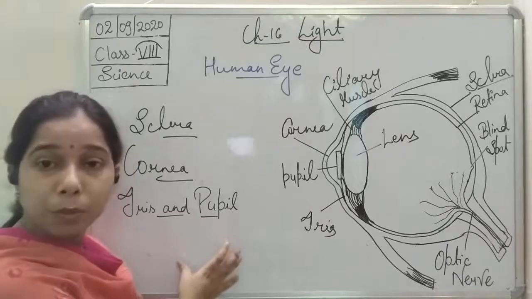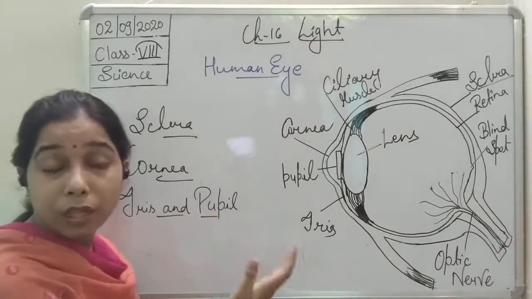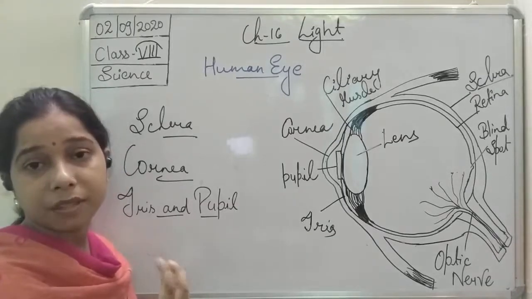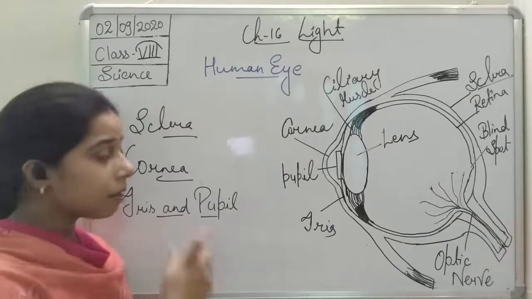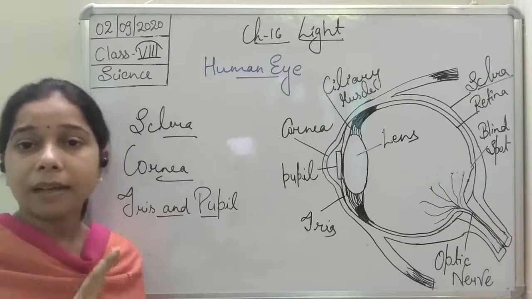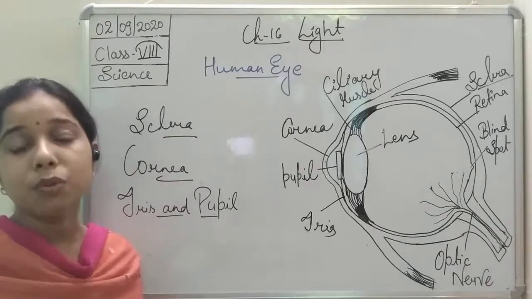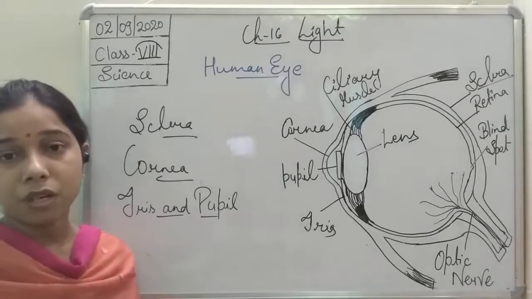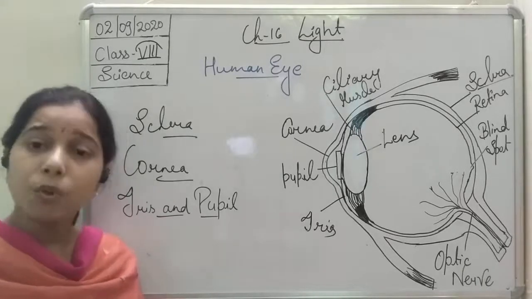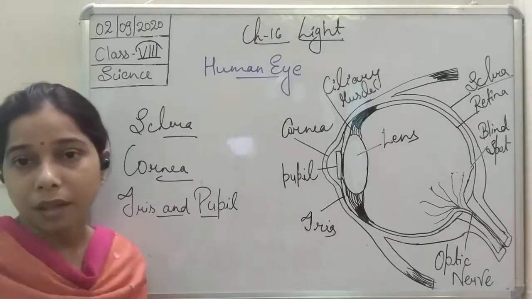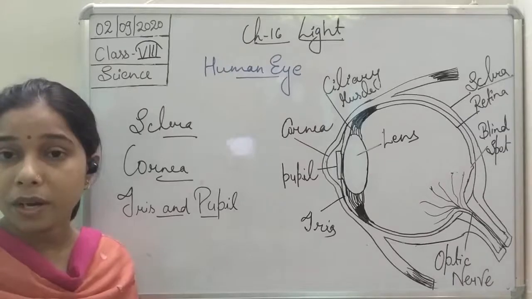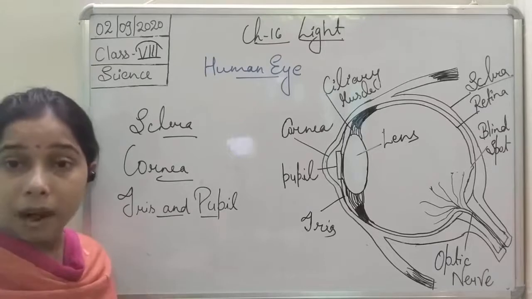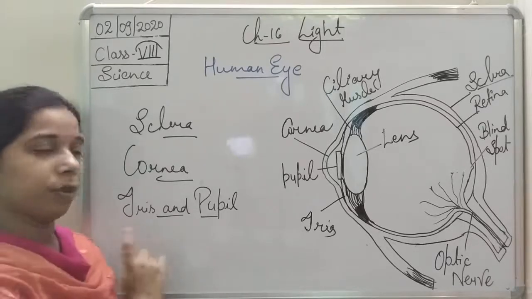When we are going to a dark place, when there is less light, the iris will help in expanding, and due to which it makes the pupil also enlarged, and thus allows more and more light to enter into the eye. So you see here, students, according to the situation, it helps in regulating the amount of light entering the eye by adjusting the size of the pupil.